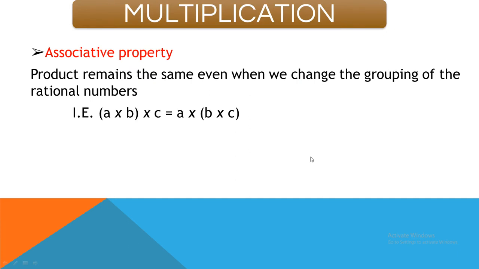Next property is associative property. Again, associative property says that if you have three rational numbers A, B and C, the product remains the same even when we change the grouping of the rational numbers. That means if you multiply A, B together first, then you multiply this product with C, or in another way, if you multiply A with the product of B and C, the result will be same. This is called associative property.